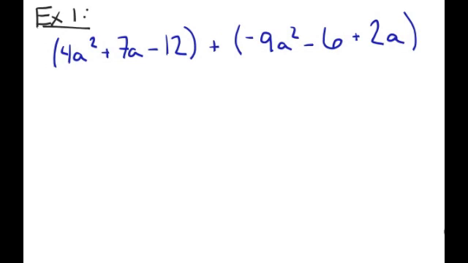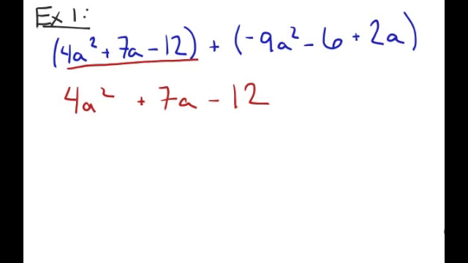So here's an example. We have the polynomial 4a squared plus 7a minus 12, added to the polynomial negative 9a squared minus 6 plus 2a. The easiest way to do this is to group your like terms. So you're going to take your 4a squared, your positive 7a, and your negative 12. This is basically taken from that. And you're going to write the terms of the other polynomial underneath the one you just wrote. So this would be a negative 9a squared, this would be positive 2a, because remember you have to put your a's together, and then a negative 6.